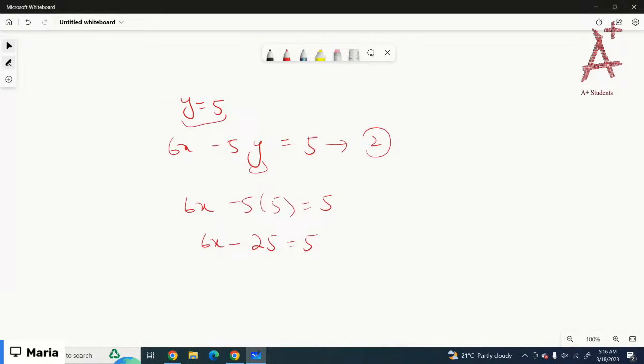Move 25 to the other side. It would then be added. So it is 6x equals 5 plus 25. So 6x equals 30. Divide both sides by 6. So it would be x equals 5. So the solution of the system is x equals 5 and y equals 5. Got it?